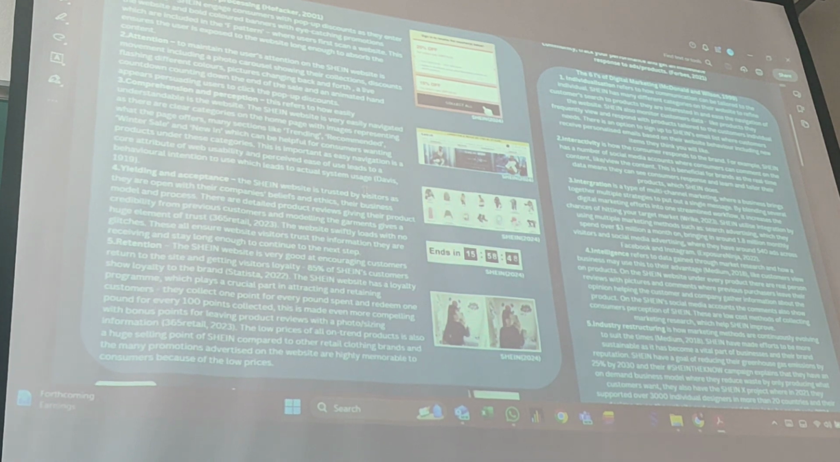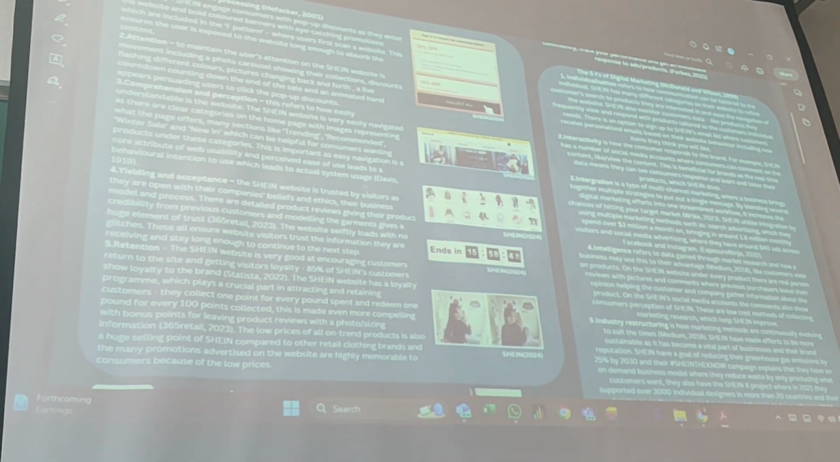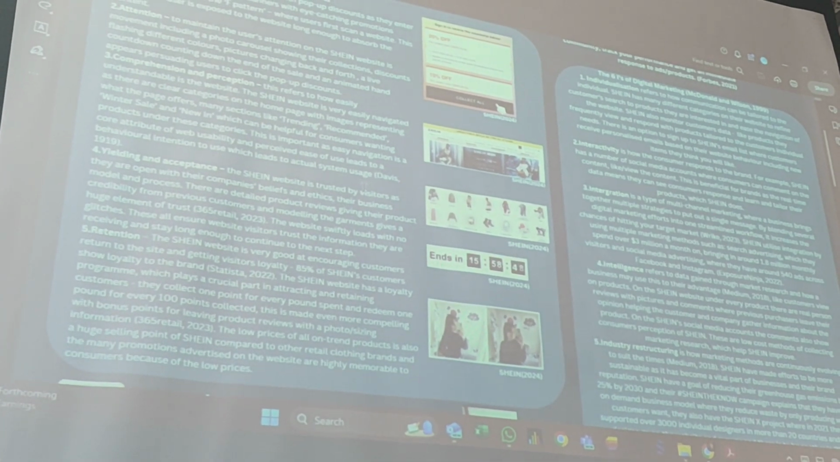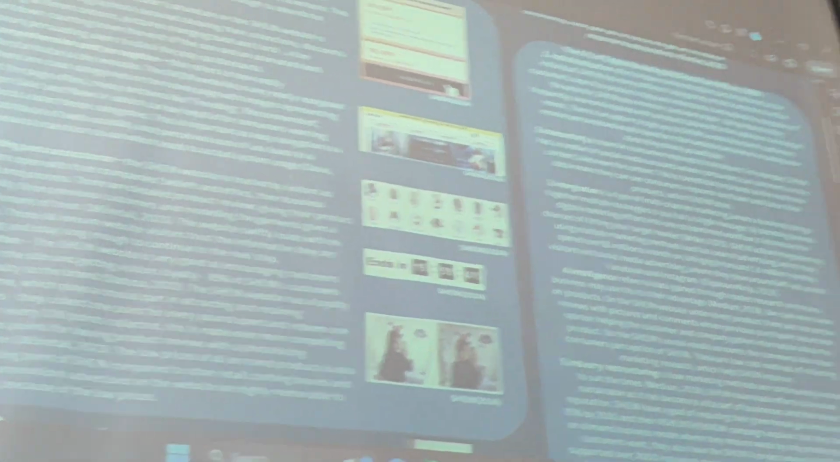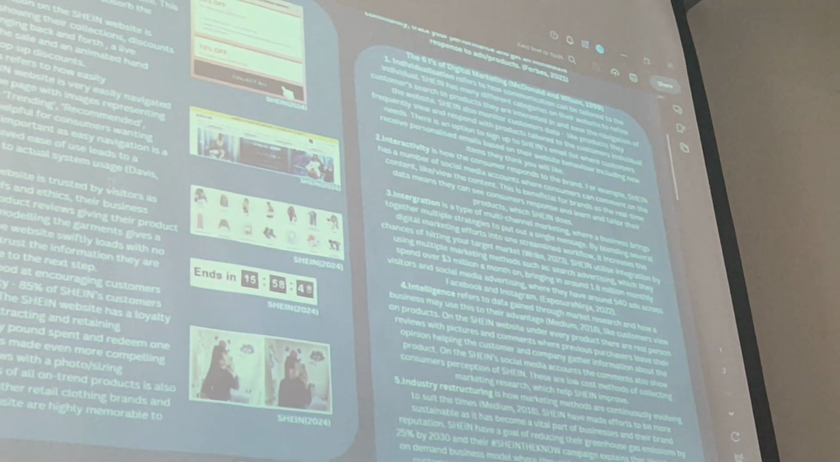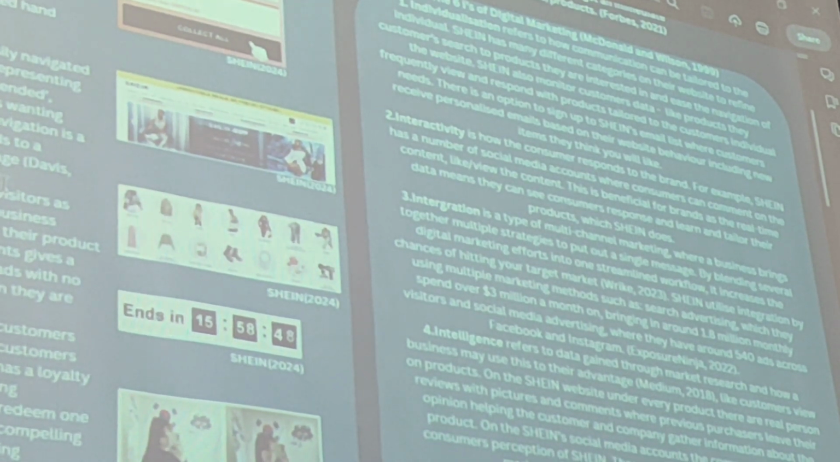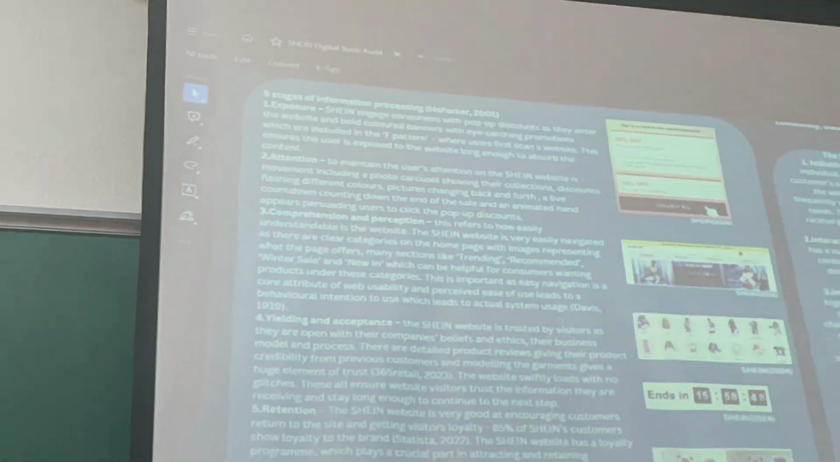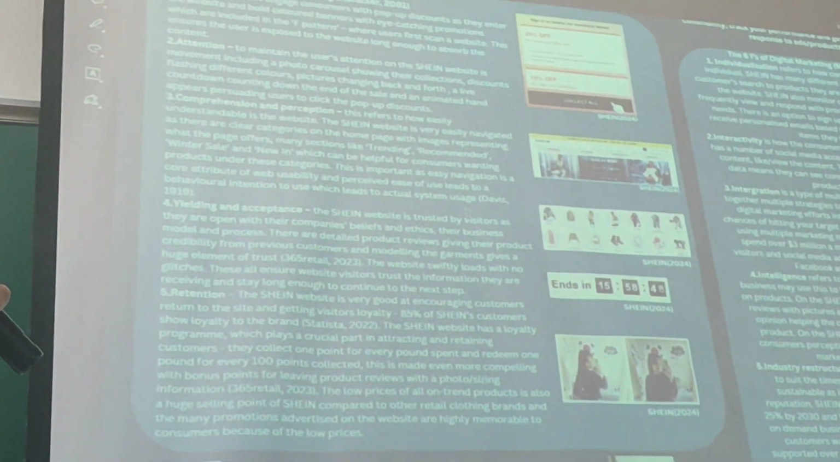So this is what you will do with whether it's the website, or if it's ads, or the social media profile page. So you can use this for various different elements of their digital presence. So they talk about how they're engaging consumers with pop-up discounts, which we've talked about a lot. They've talked about the F pattern and how they're trying to maximise that.